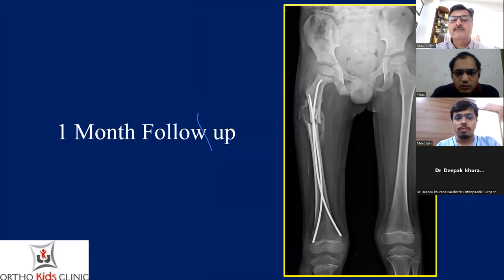So this is the follow-up that we have at 1 month. Now it's about 1.5 months, and the child is now walking. Fortunately, he has improved on all fronts: the pleural effusion, hip, liver, spleen, everything has healed well without any surgery. Just an ICD was removed before the child was discharged. And for the femur, the child has started weight bearing with a walker.